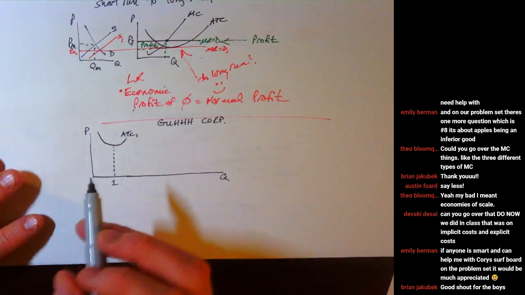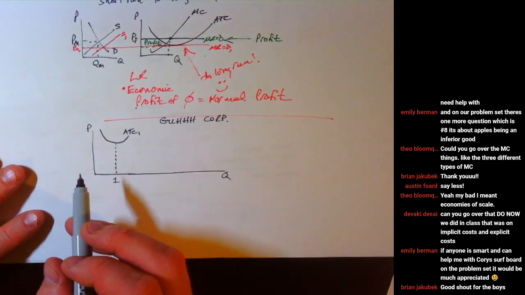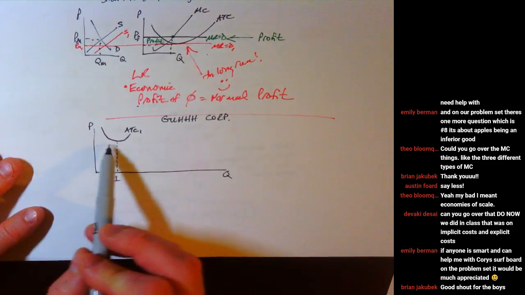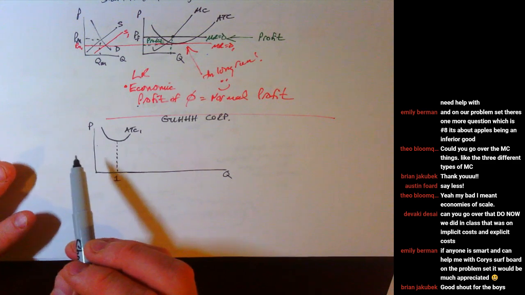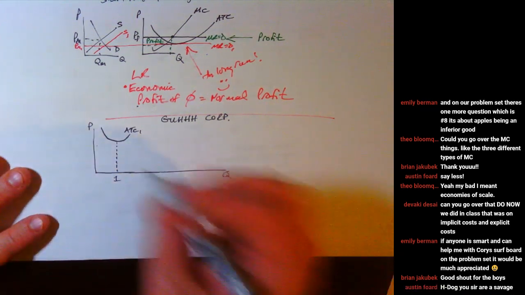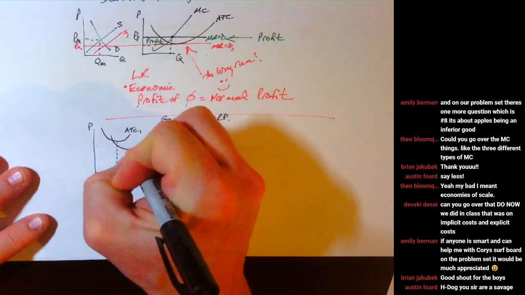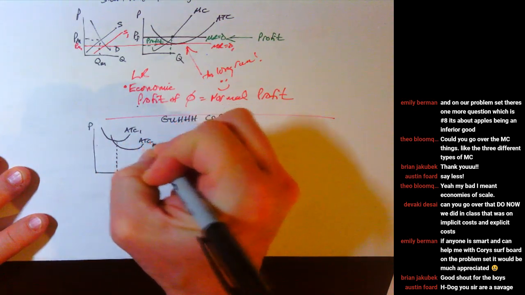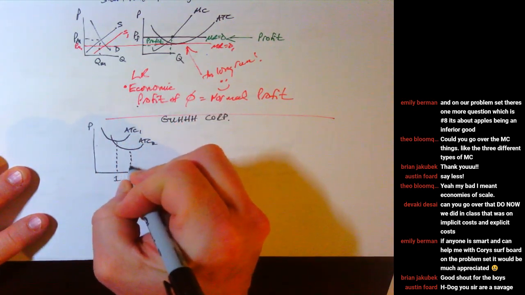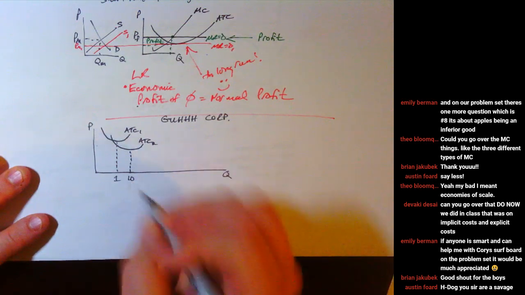Now, when you make one of something, always a shout out for the boys, costs are going to be a little high. There's really no specialization. As we make more, we might get into some specialization. It costs a little bit less. Maybe we're making 10.